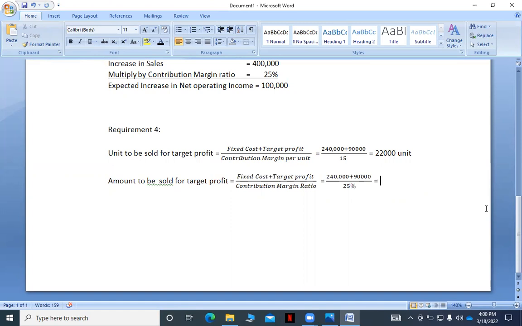How much is the amount? 13,20,000 is our answer. Clear? So that's requirement number 4. Clear?